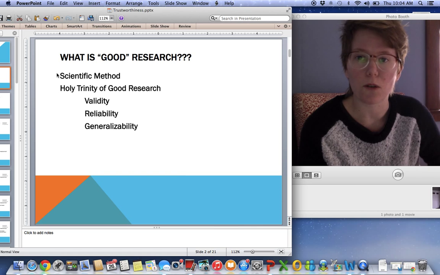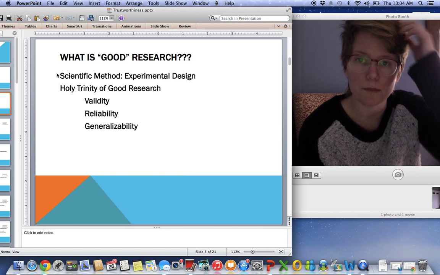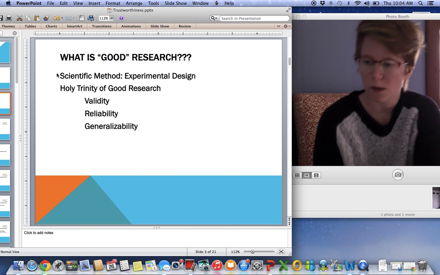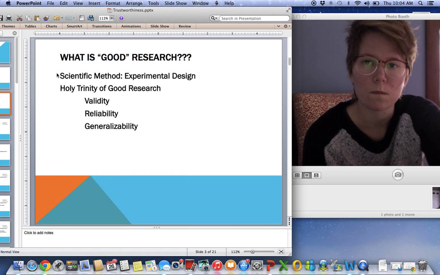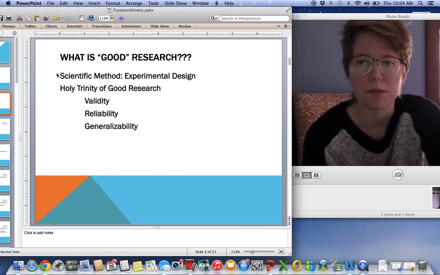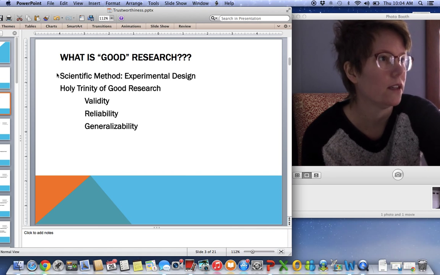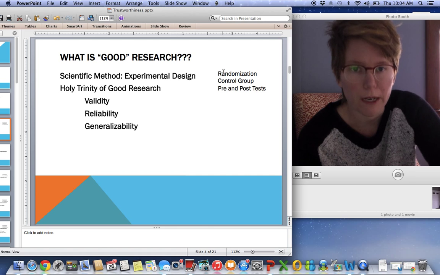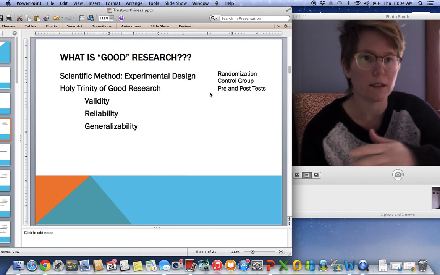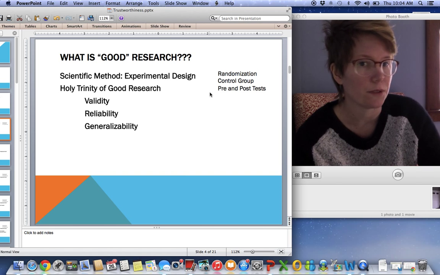They point out that there's this holy trinity of good research: validity, reliability, and generalizability. And this really comes up in experimental designs. What's strange is that we haven't really studied experimental design yet, but I still think they have a good point that that's what's in the air. We think about what is good research, and we think about controlled experiments, where you have randomization, people assigned randomly to two groups, and one group is a control group where nothing happens to them, and the other group is a treatment group.